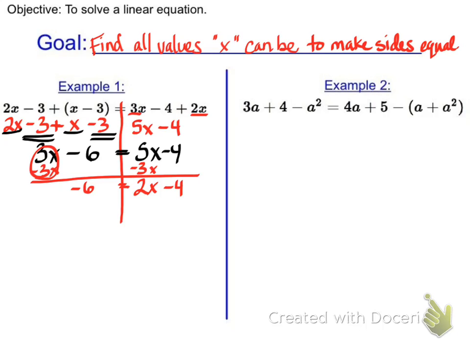So now I have the x's together. Take a look at the side with the x. Now I want to get them alone. I get them alone by adding 4 to both sides because it will make the minus 4 a 0. Adding 4 to the right-hand side makes a 0. I'm left with only 2x. On the left-hand side, negative 6 plus 4 is negative 2.